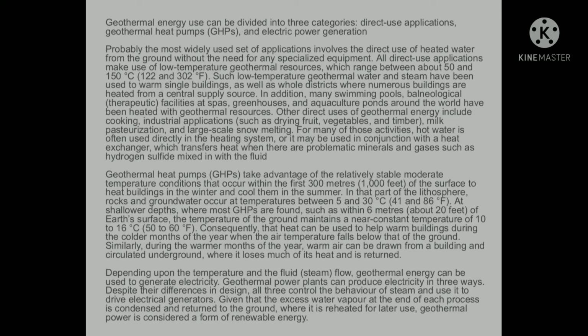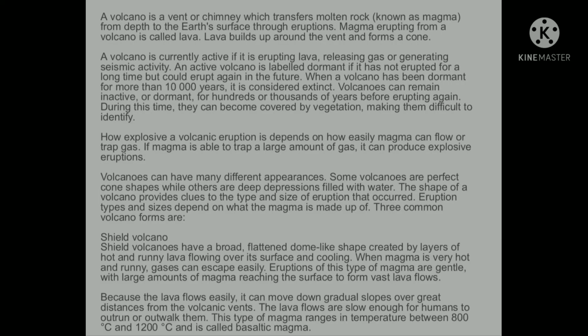Geothermal energy use can be divided into three categories: direct use applications, geothermal heat pumps, and electric power generation. Probably the most widely used set of applications involve the direct use of heated water from the ground without any need of special equipment. All direct use applications make use of low-temperature geothermal resources, which range between 50 and 150 degrees Fahrenheit. Such low-temperature geothermal water and steam have been used to warm single buildings as well as whole districts where numerous buildings are heated from one central supply source.